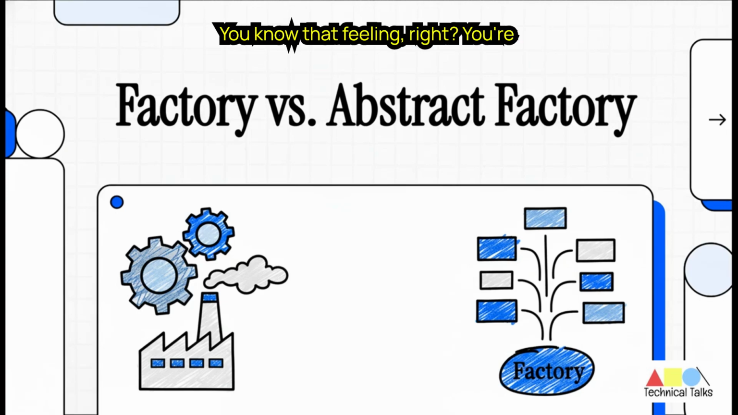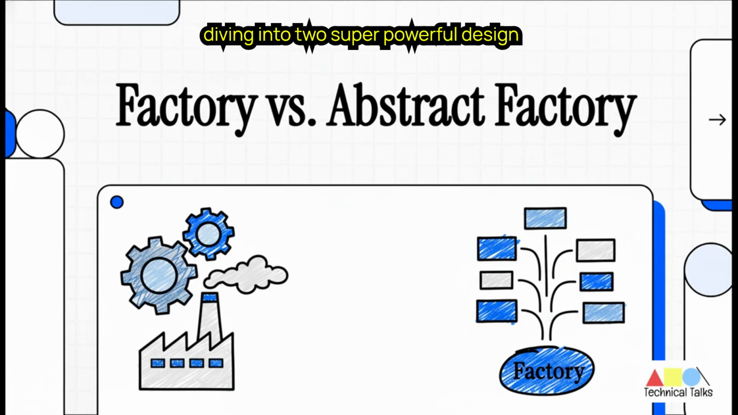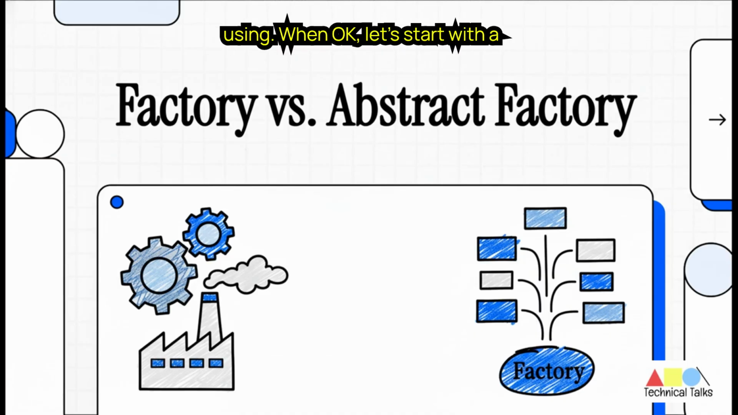You know that feeling, right? You're staring at this massive jungle of if-else statements, and all it does is create one simple object. It's a mess. Well, today we're going to untangle that mess. We're diving into two super powerful design patterns, the factory method and the abstract factory. Let's break down what they are, how they work, and most importantly, which one you should be using and when.